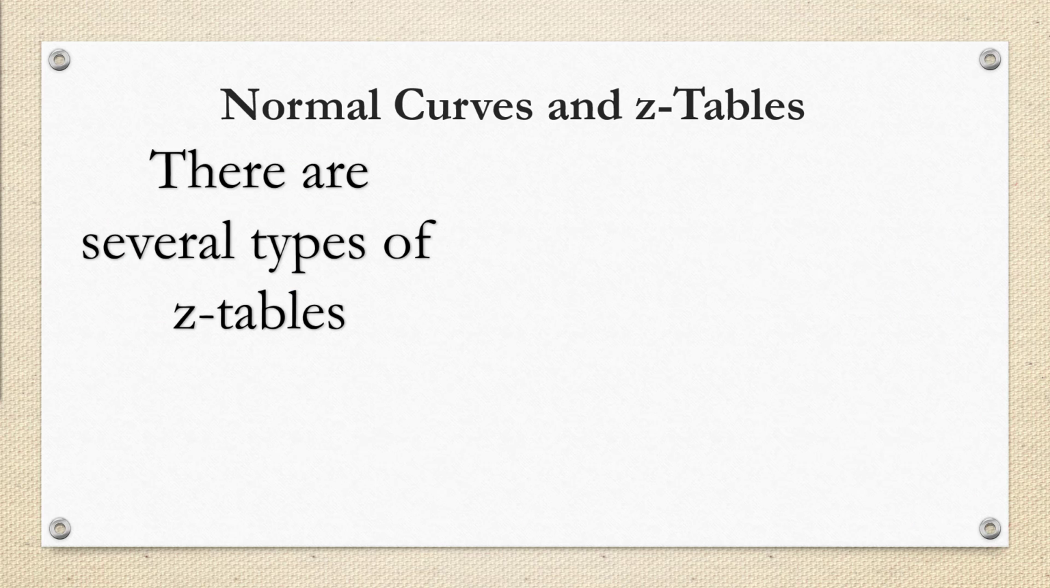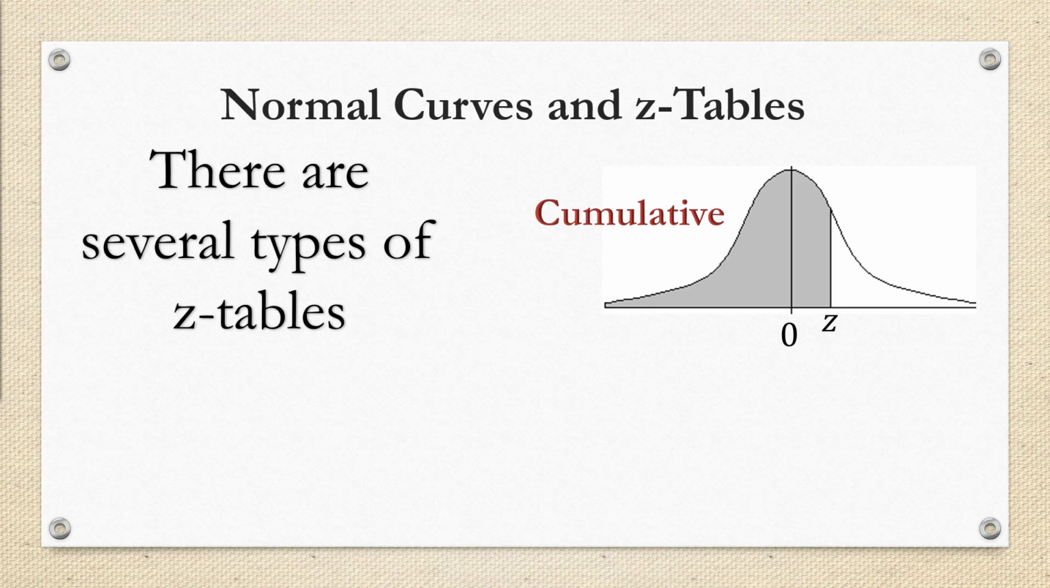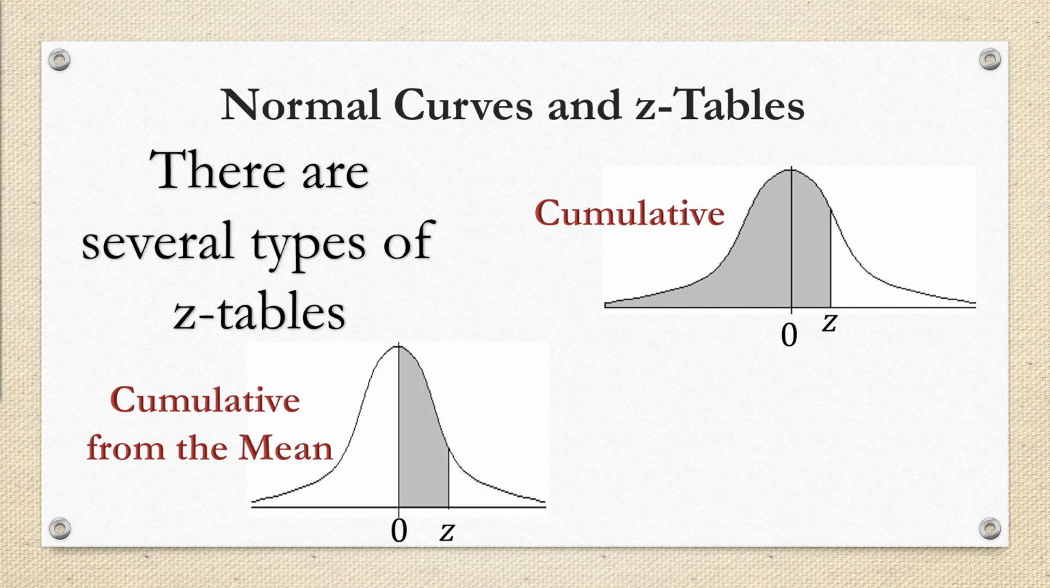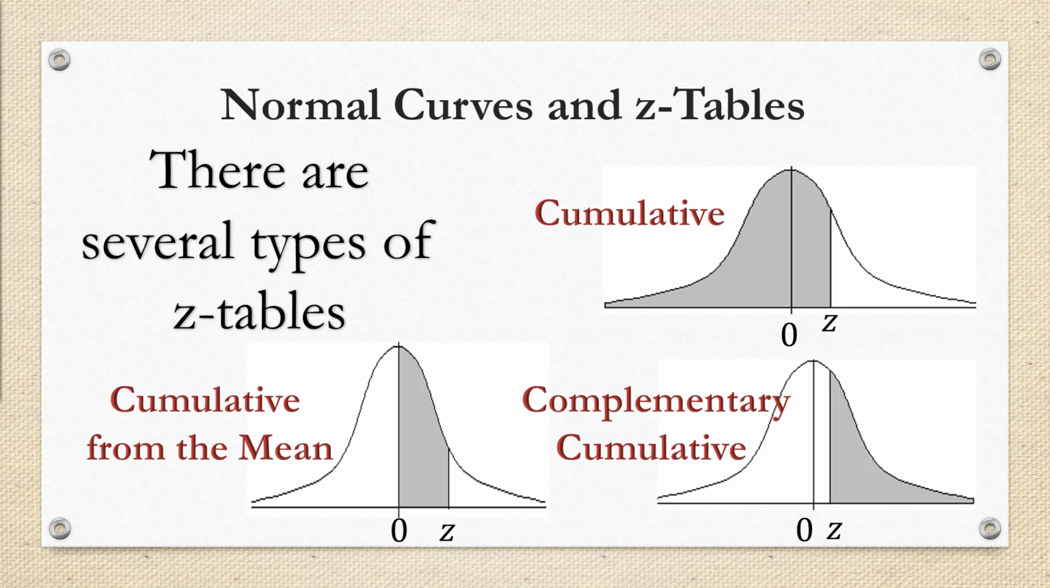There are several types. One is called cumulative, or cumulative from the left. In this kind of z-table, the area of the region to the left of z, or less than z, is displayed. This one's called cumulative from the mean, which means that it displays all of the area between 0 and the z-score. And this one's called complementary cumulative, or cumulative from the right. This shows the area of the region to the right of the z-score.